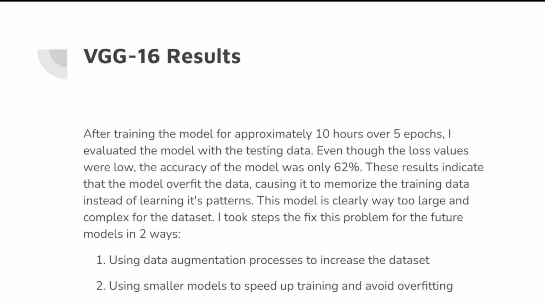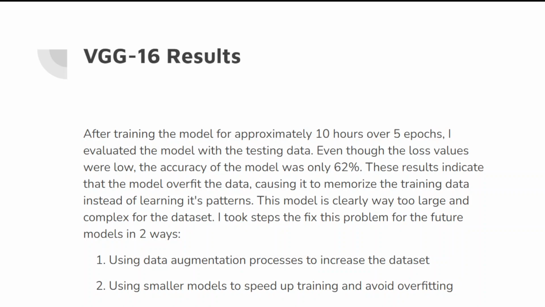It took about 10 hours to train the model over 5 epochs, and even though the model loss value was very, very low, the accuracy was unfortunately only about 62%. So what I deduced from that was that the model was overfitting the data. This means that the model was memorizing the training data instead of learning the patterns, which means it can perform very well while training, but when testing with new data, it performs quite poorly.